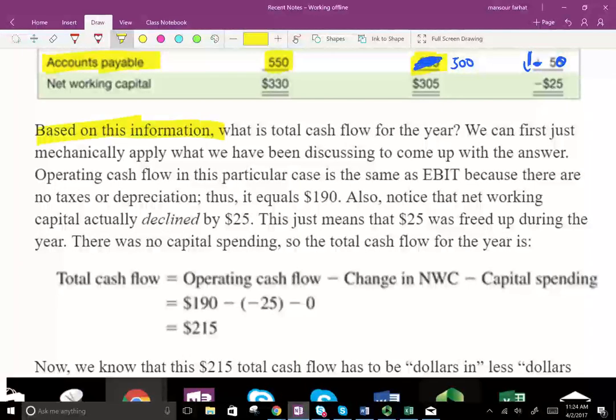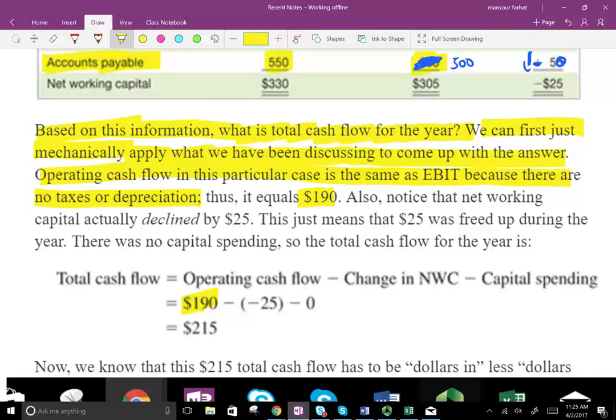So based on this information, what's the total cash outflow for the year? We can first just mathematically apply what we have been discussing to come up with the answer. Remember in chapter 2 we learned that operating cash flow is the same as EBIT because there are no taxes or depreciation. Thus, it's equal to 190, which is 190 plus minus 215 equal to 215.